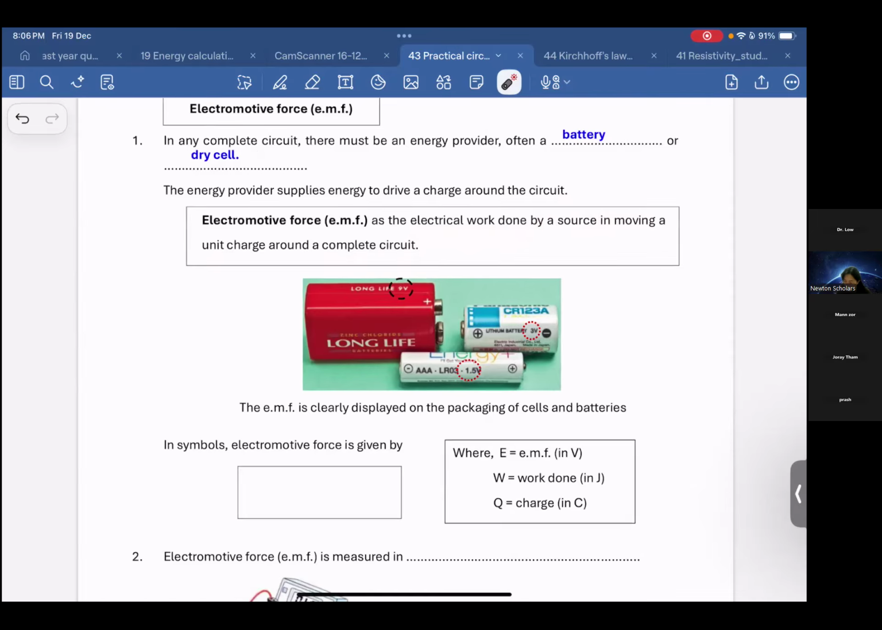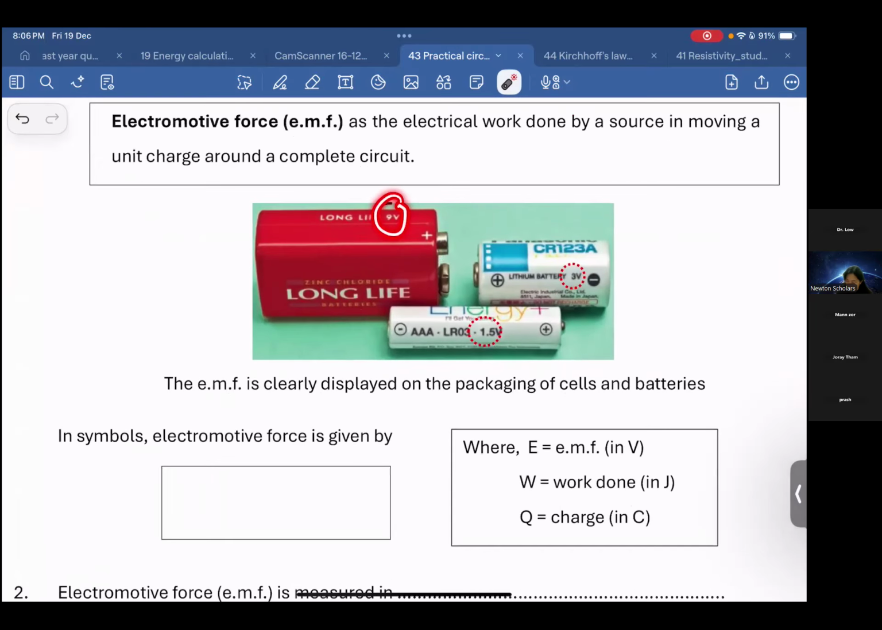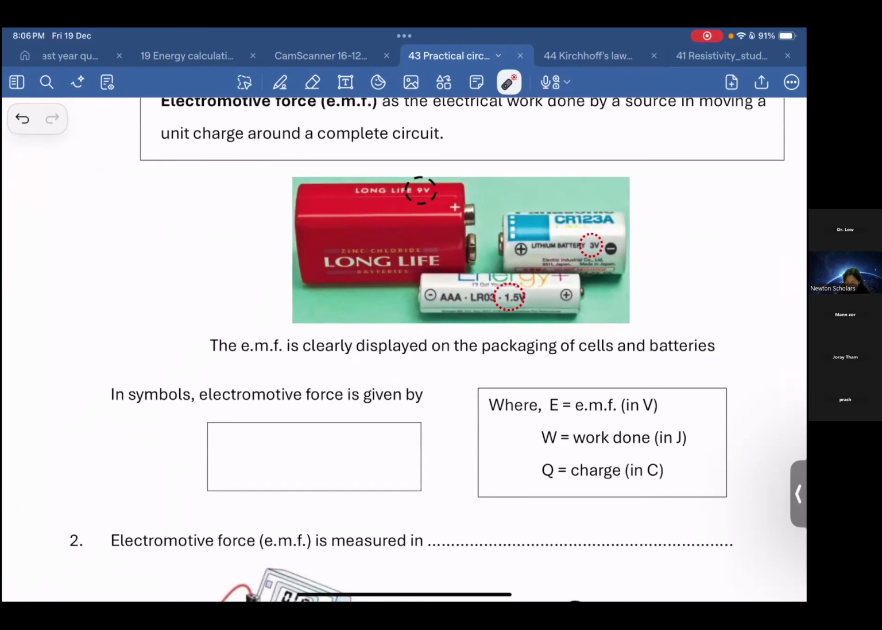So when we buy a battery, they write 3 volt, 1.5 volt, 9 volt. This is called the EMF of the battery. The EMF is clearly displayed on the packaging. In symbol, EMF is given by E, but we can also just write EMF, it doesn't matter. So this one is work done, so we can use W divided by a unit of charge Q.